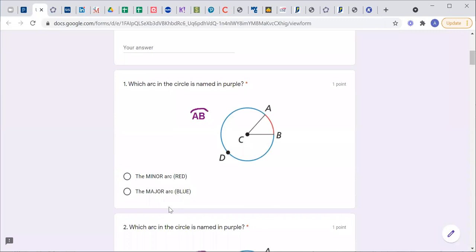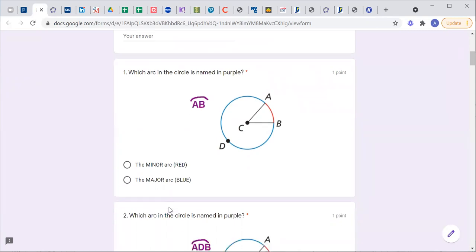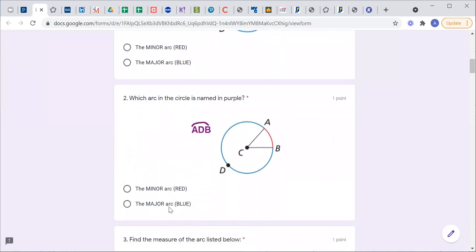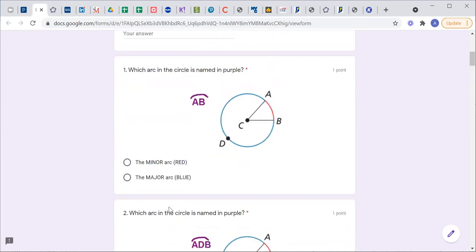So as you can see here, AB here, the red one represents a minor arc, and then the blue represents what? Which are the circle named in purple? Okay, AB, the red represents a minor arc, and then the blue represents a major arc, okay? And here, ADB. Since D is part of it, that means we are talking about the blue one, okay? So the second one here is a major arc, whereas the first one here is a minor arc, because for a minor arc they mostly don't put the third letter. They only put 2 letters.